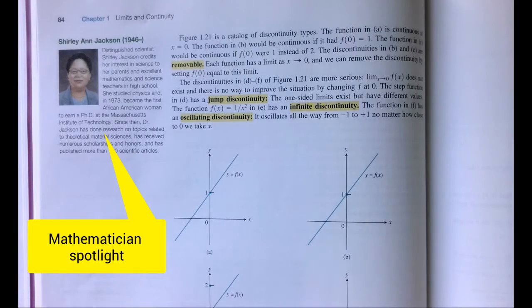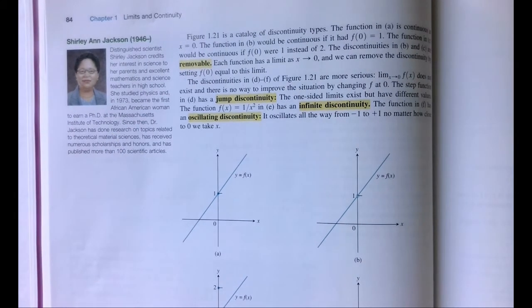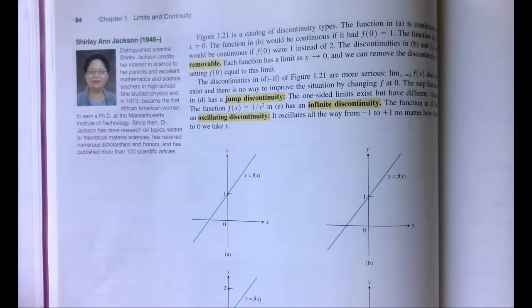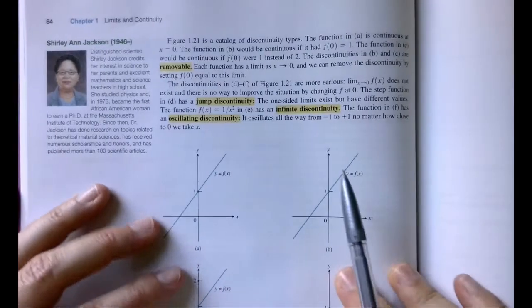Let's talk about discontinuity now. So discontinuity is essentially something that is not continuous. Pretty straightforward. On page 84, you're going to have a few pictures here of some examples of discontinuity. So I'm going to go through them quickly here.